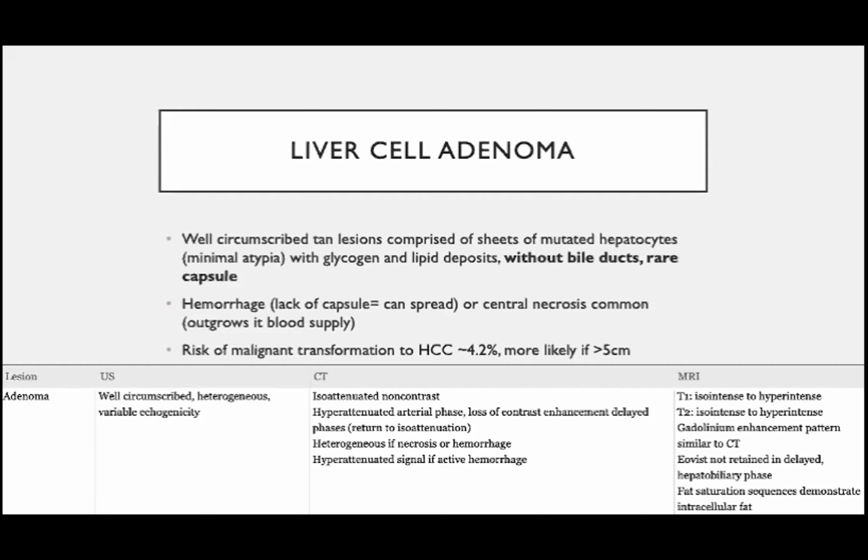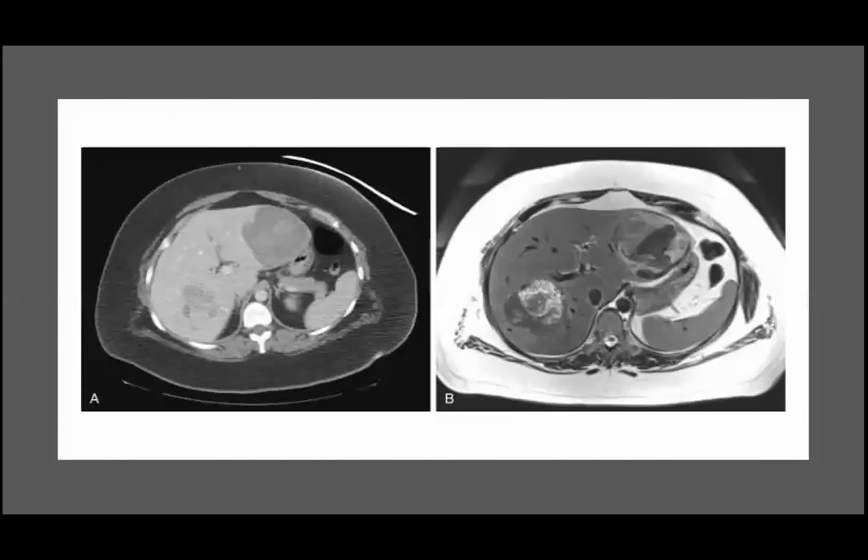I'm just going to show you some pictures. This is a 21-year-old female with 2 large adenomas with focal areas of hemorrhage. On T2 weighting of the same lesions, there are mixed hyperintense signals that correlate with regions of hemorrhage.